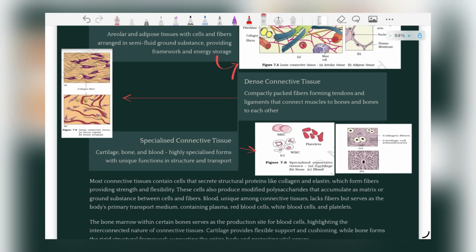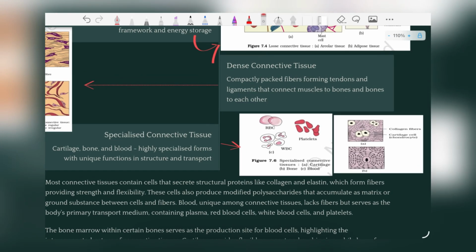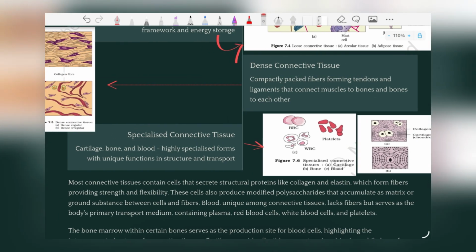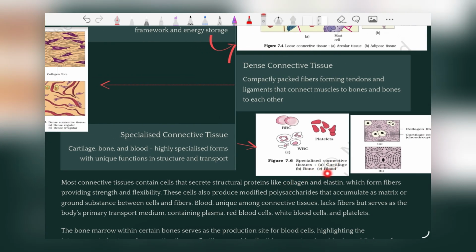Specialized connective tissue: cartilage, bone, and blood. Highly specialized forms with unique functions in structure and transport. As you can see over here, the specialized connective tissues include cartilage, bone, and blood.